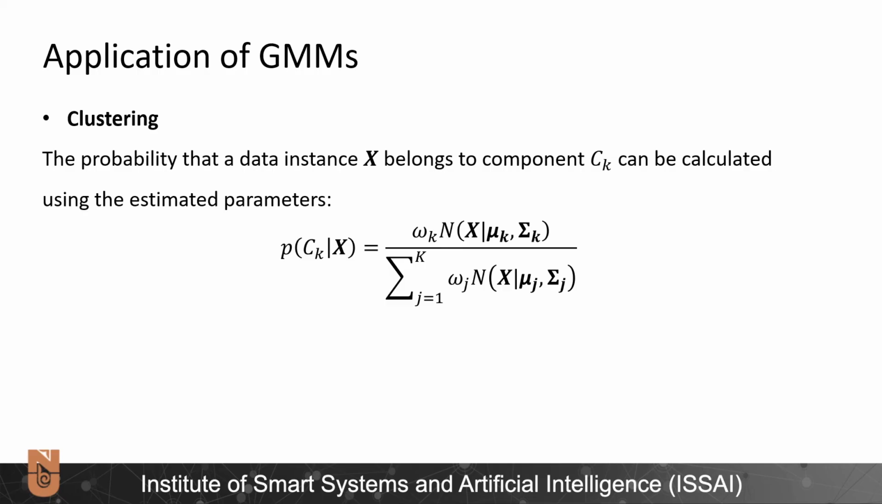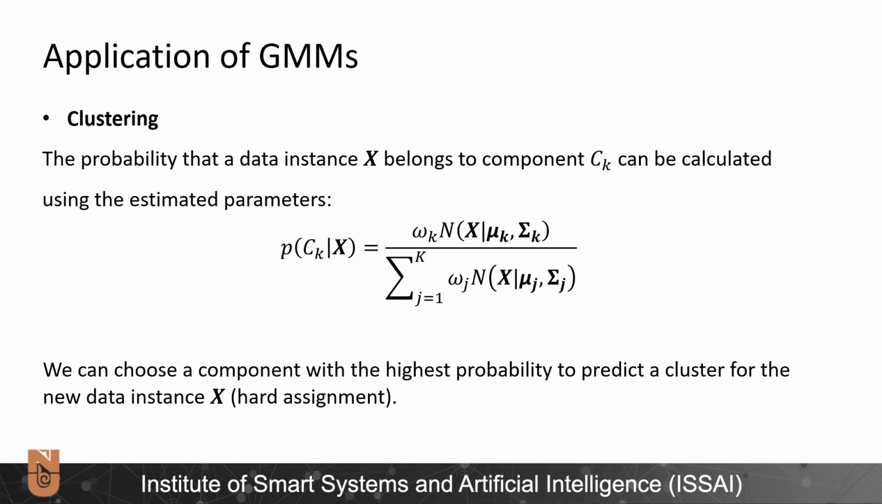Finally, let's talk about some applications of Gaussian mixture models. As illustrated in the example before, we can use GMM for clustering. The probability that a data instance belongs to a component can be calculated using the estimated parameters. We can choose the component with the highest probability to predict a cluster for a new data instance.